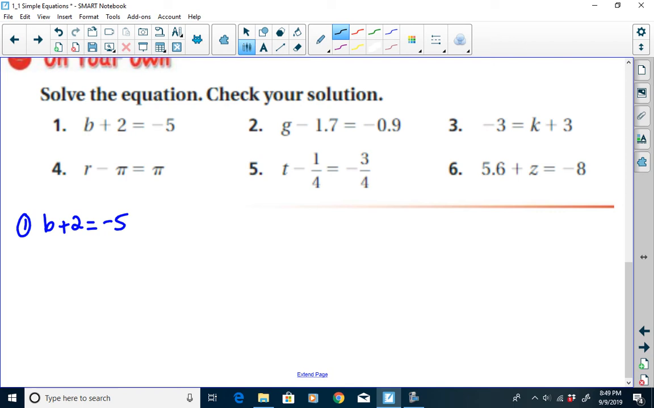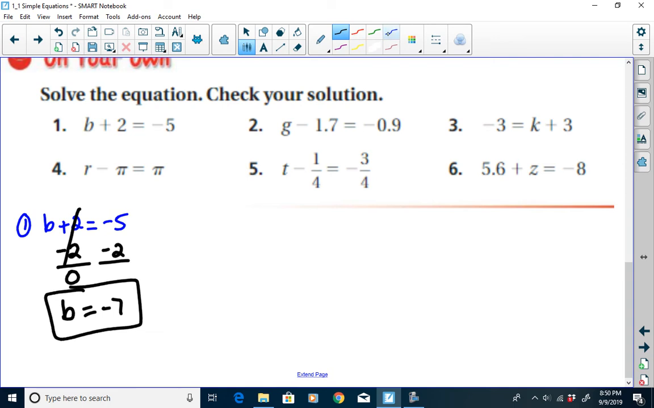When I look at this example, I see addition. The opposite would be to subtract. So I'm going to subtract 2 from both sides of the equation. They're opposites. That's going to become 0. B is equal to, well, -5 and -2. When the signs are the same, you add their absolute values, keep the sign the same. It's going to be -7.